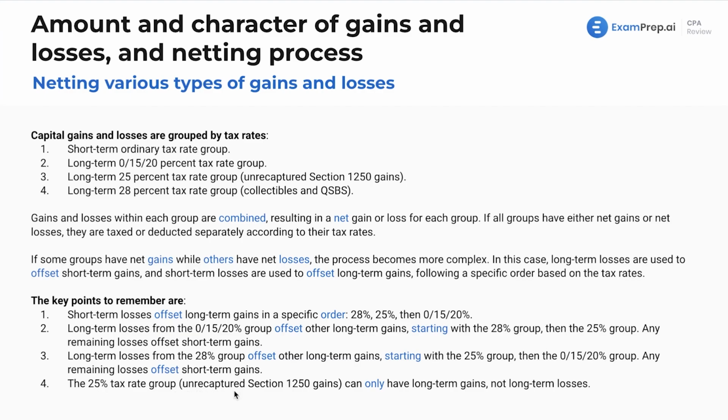This is from the unrecaptured Section 1250 gains, which we don't have to worry about what this really means right now. Just memorize that it is an item in this 25% group. You can only have long-term gains, not long-term losses.